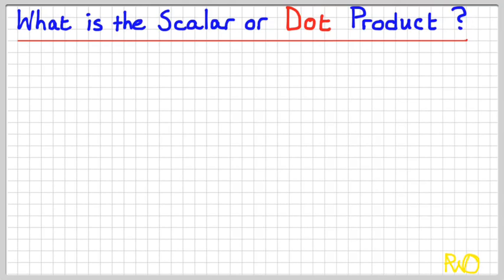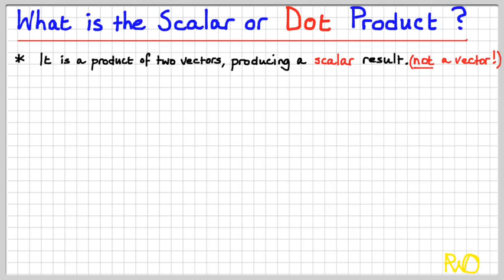What is the scalar or dot product? Well, actually it's a very interesting concept, but it does not result in a vector. It is the product of two vectors, but which results in a scalar result, or just a number. A scalar result, not a vector, okay? That's the most important thing about it.